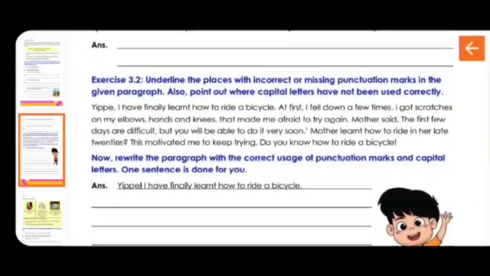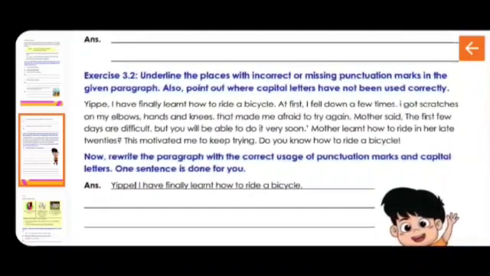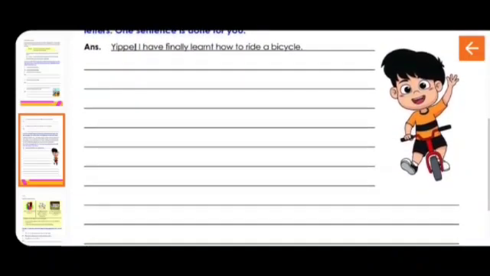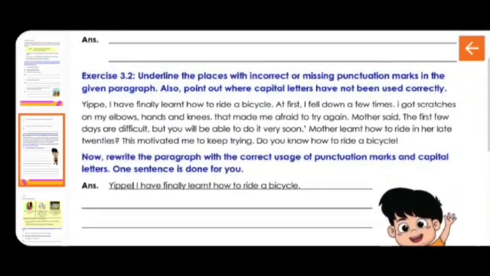This exercise, what are you going to do? Underline the places with incorrect or missing punctuation marks in the given paragraph. Also, point out where capital letters have not been used correctly. You understand? So here you will first have to point out the mistakes, underline or point out the mistakes. Then what you will do? Now rewrite the paragraph with the correct usage of punctuation marks and capital letters. One sentence is done for you. In the space given below, you will write down the answers.